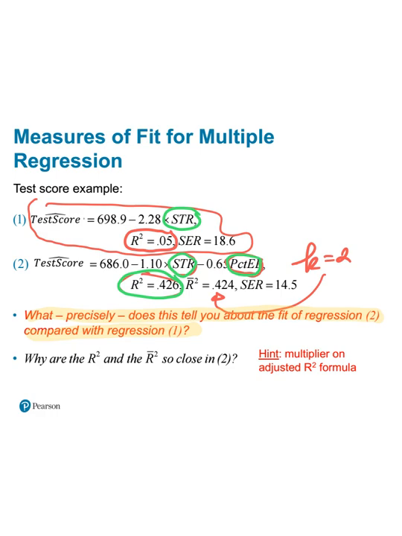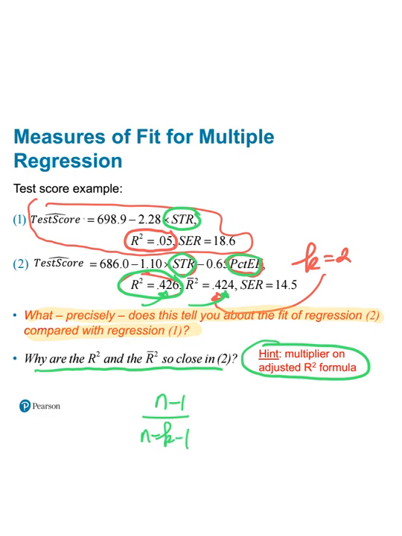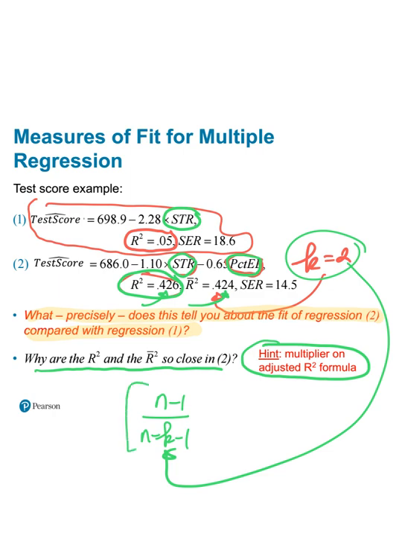Now lastly below, why are R squared and adjusted R squared so close? So we have 0.426, we have 0.424. And again, the hint right here is on the multiplier. That multiplier again was n minus 1 over n minus k minus 1. Here k is equal to 2, which should indeed decrease R squared, and it does decrease it. But what's the other variable in this coefficient right here? Well, it happens to be n.